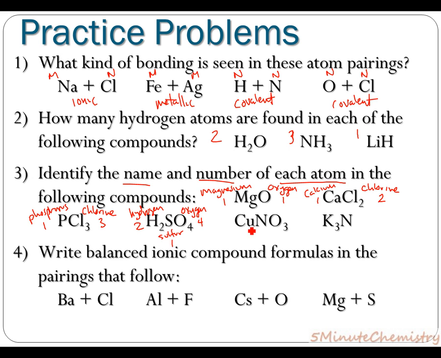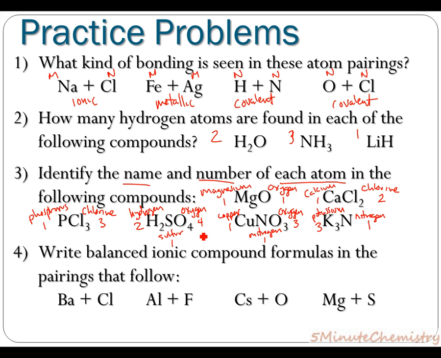Next we have, in CuNO3, Cu is copper, and my copper has no subscript, so it's a 1. Next we have N, nitrogen, and nitrogen has no subscript, so that's a 1. O, we have oxygen, subscript of 3 means there are 3 oxygen atoms. K, potassium, and I have a subscript of 3, so there are 3 atoms of potassium. N is nitrogen, and there is no subscript, so that means there's only 1 nitrogen.